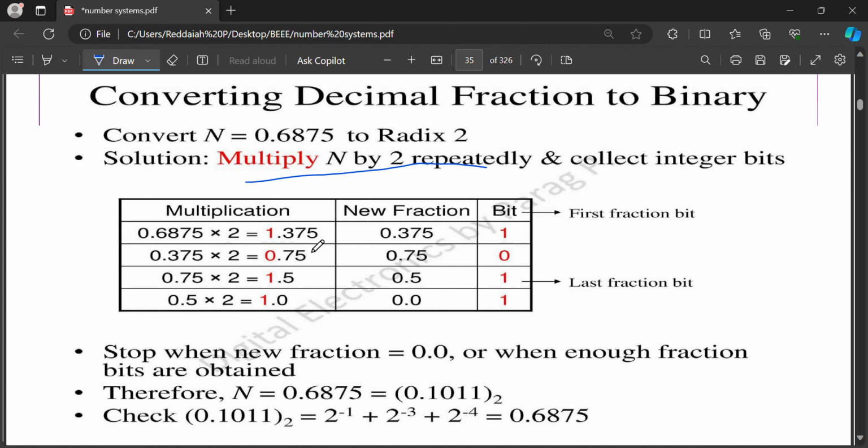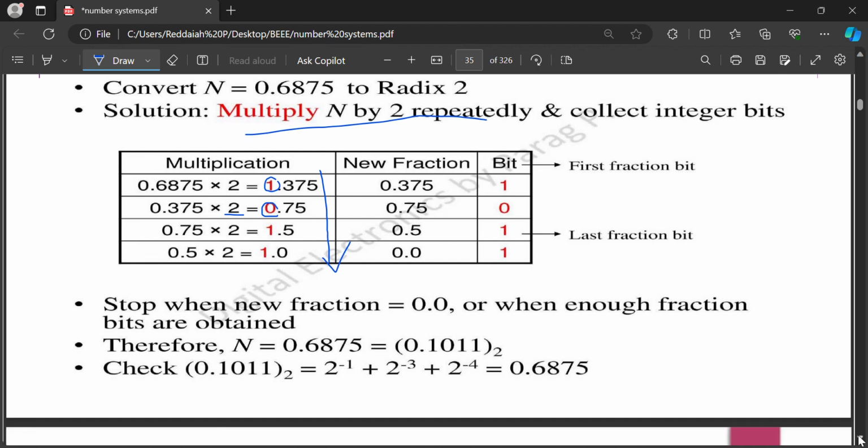0.6875 into 2, if you calculate, is 1.375, so 1 is collected. Again 0.375 is multiplied with 2, that is 0.75. Again 0.75 into 2 is 1.5. 0.5 into 2, again 1 will come. So the first fraction bits will be 1011, and we have to consider them from top to bottom. That is decimal fraction to binary.